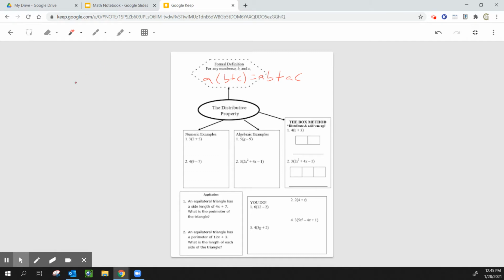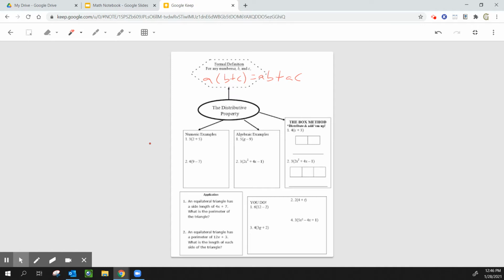So you probably use the distributive property, whether or not you know it, when you do some numeric examples. For example, if I wanted to do 5 times 13, you could break up 13 into 10 and 3, and those are much easier problems: 5 times 10 and 5 times 3, and add them together, which is using the distributive property.